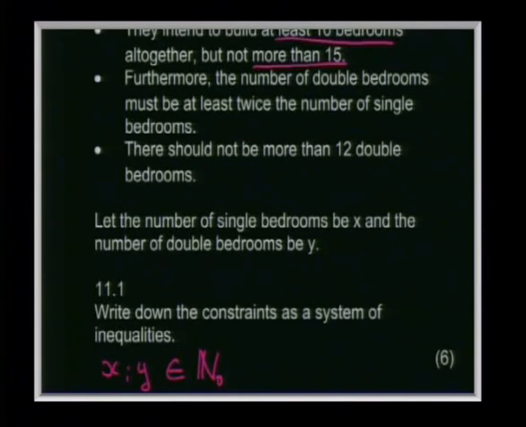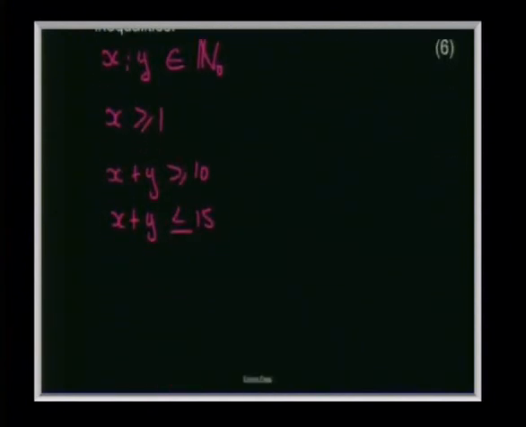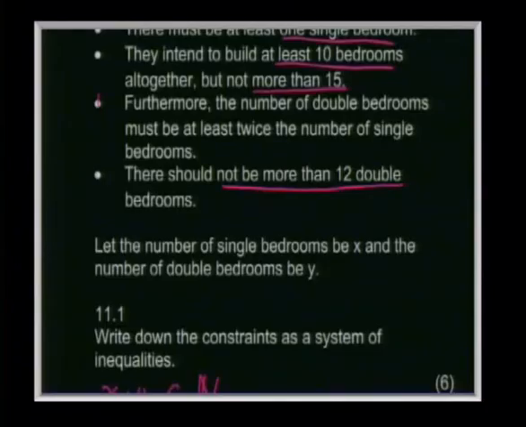Let's do this last one and then we can come back to the difficult one. No more than 12 double bedrooms. So double bedrooms must be less than or equal to 12. I suppose 12 double bedrooms would have 24 people. Puts a little bit of strain on your eating facilities, your dining room. Right, let's have a look at this difficult one. The number of double bedrooms must be at least twice the number of single bedrooms. Now, what is that actually meaning?